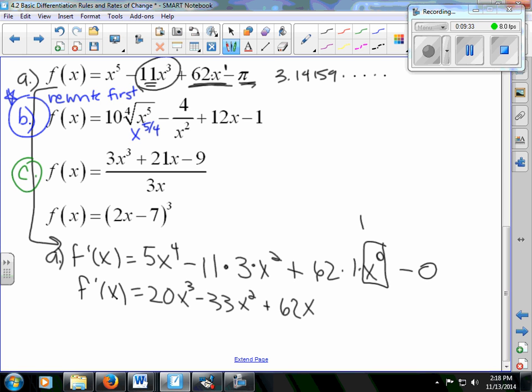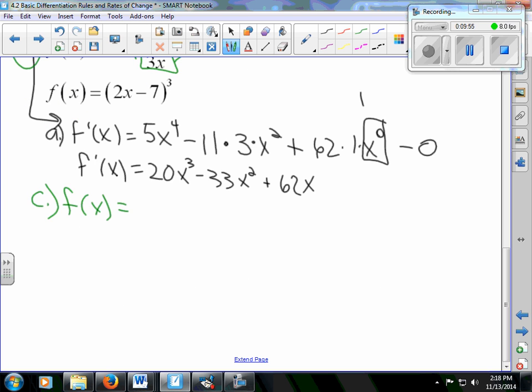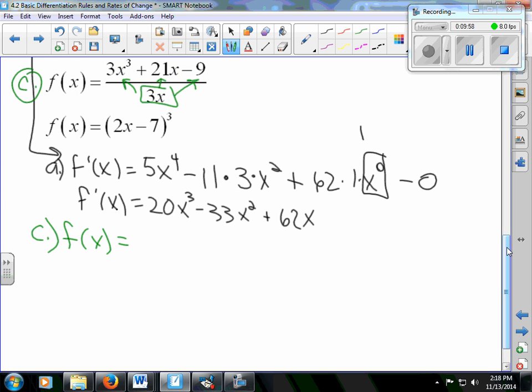So you can't do this derivative the way it looks right now. It's too difficult. But I can rewrite f of x. This 3x in the denominator will distribute to every term in the numerator. And so when I rewrite it, f of x is 3x cubed divided by 3x plus 21x divided by 3x minus 9 divided by 3x. This is just the distributive property, but with a divide instead of a times.